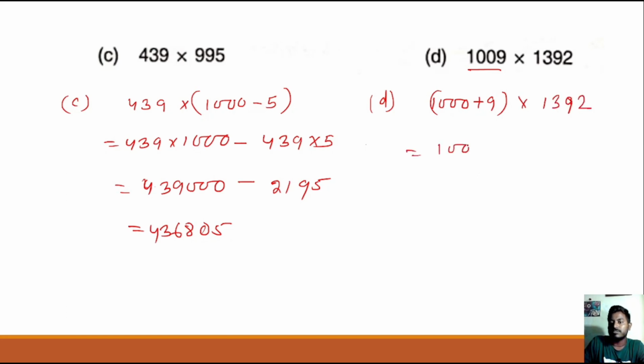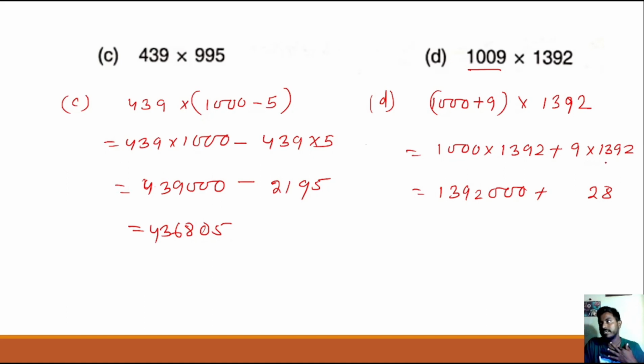Now 1000 into 1392 plus 9 into 1392. Now multiply 1392 000 plus 9 2 ja 18, 9 9 ja 81, 82 carry 8, 9 3 ja 27, 8, 35 5 carry 3, 9 1 ja 9 3 12. Now add 8 0 8 2 0 2 5.